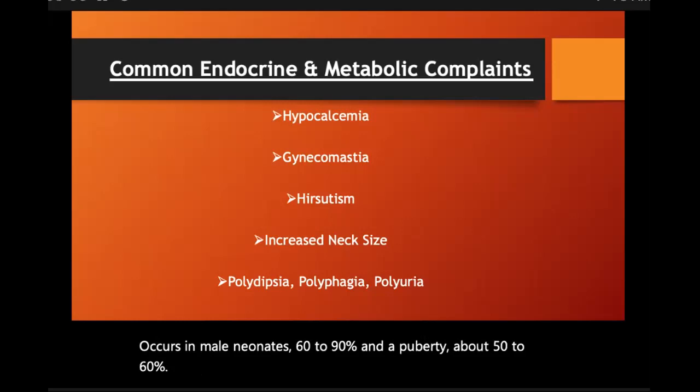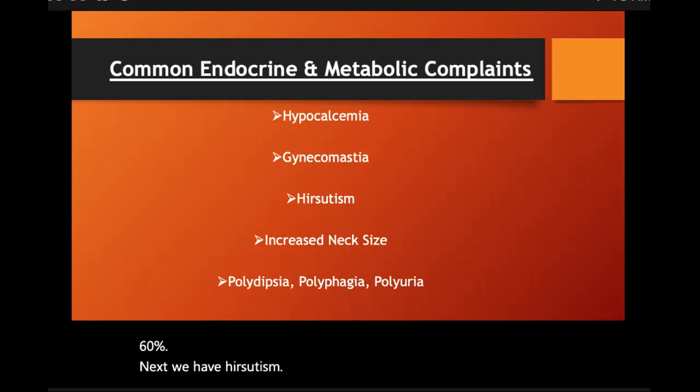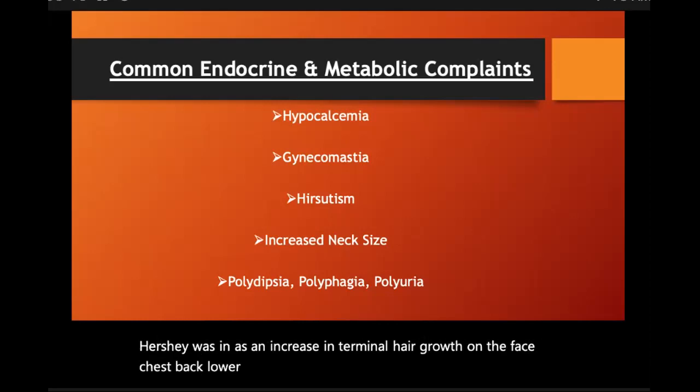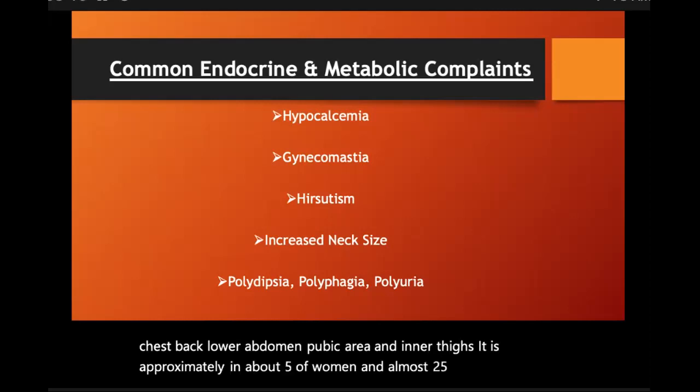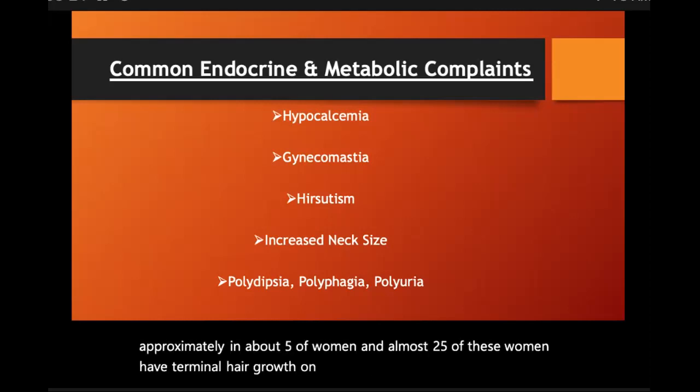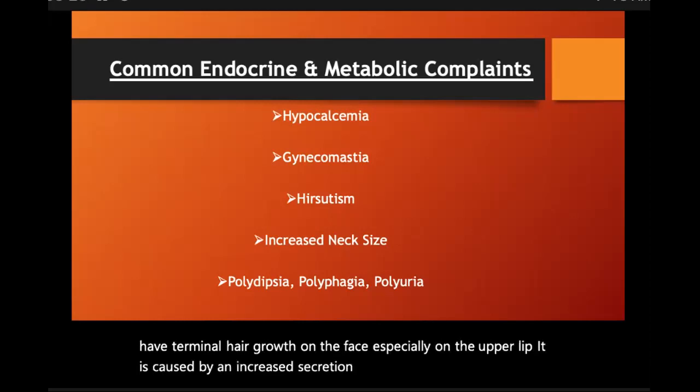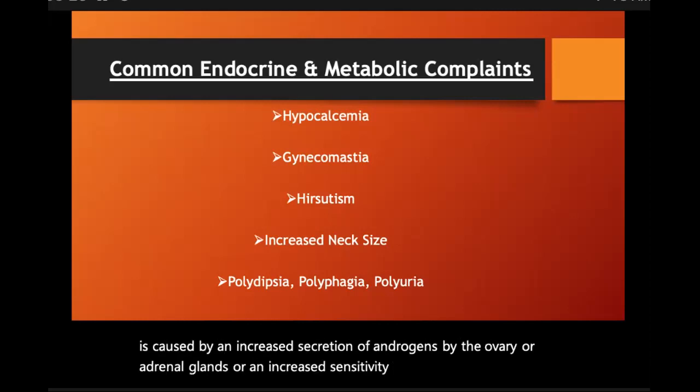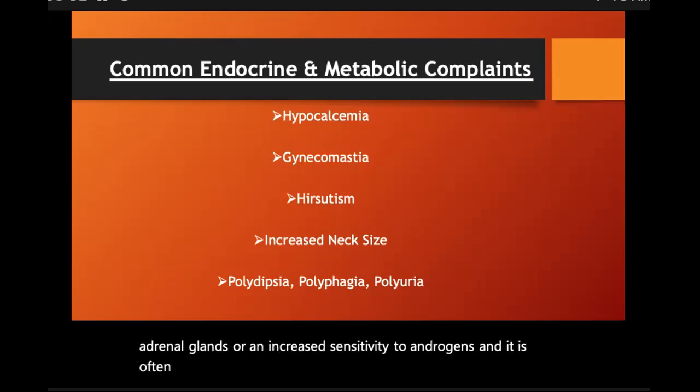Next, we have hirsutism. Hirsutism is an increase in terminal hair growth on the face, chest, back, lower abdomen, pubic area, and inner thighs. It is present in approximately 5% of women, and almost 25% of these women have terminal hair growth on the face, especially on the upper lip. It is caused by an increased secretion of androgens by the ovary or adrenal glands, or an increased sensitivity to androgens. And it is often accompanied by menstrual irregularities.